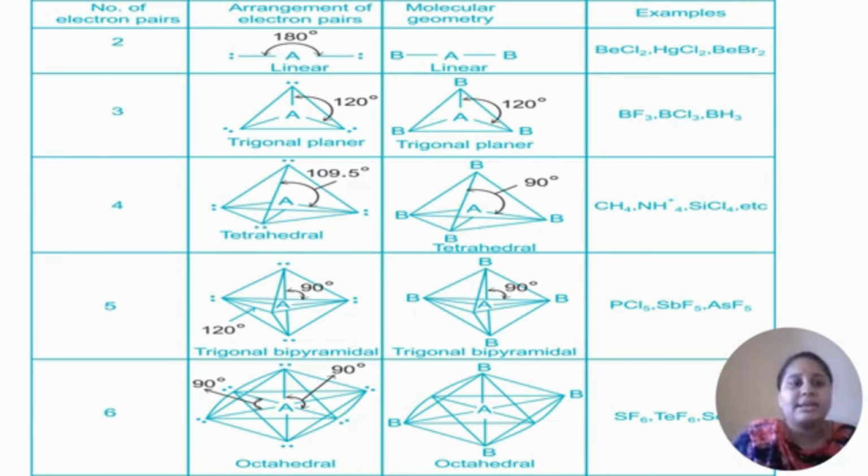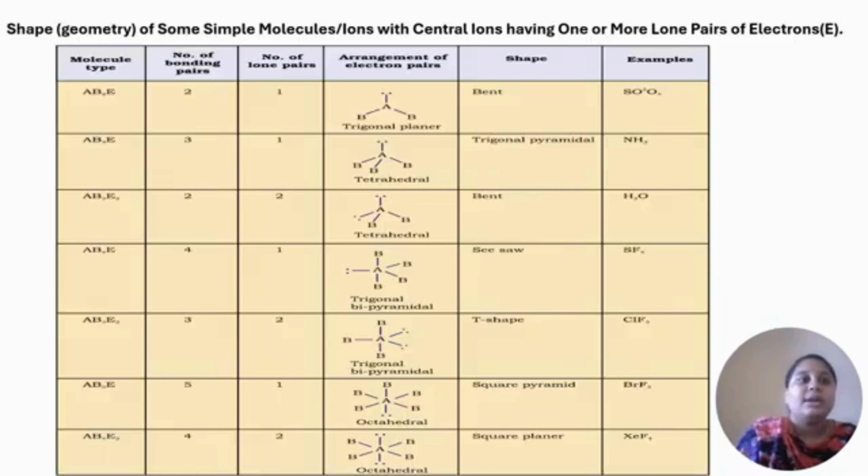If the number of electron pairs is 6, then it is octahedral. So it is SF6 and so on. Now this is the shape of some molecules having one or more lone pairs of electrons. If the molecule is AB2E type, the number of bonding pairs is 2 and the number of lone pairs is 1. E is taken as the lone pair here.